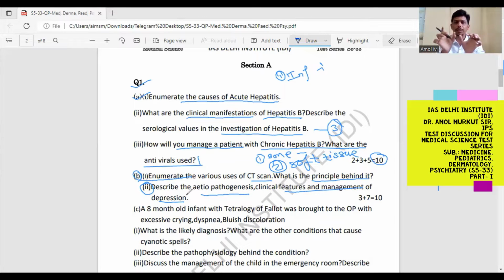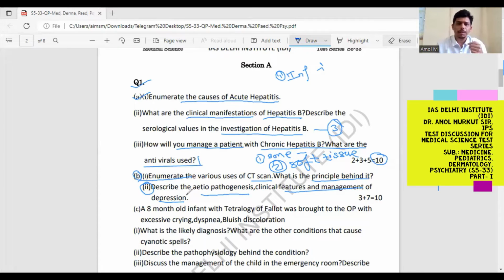So you have to write this in the form of a flowchart. Okay. So then there are the clinical features, the diagnostic features, which we all remember. What is the most characteristic symptom of depression? A persistently depressed mood. Okay.